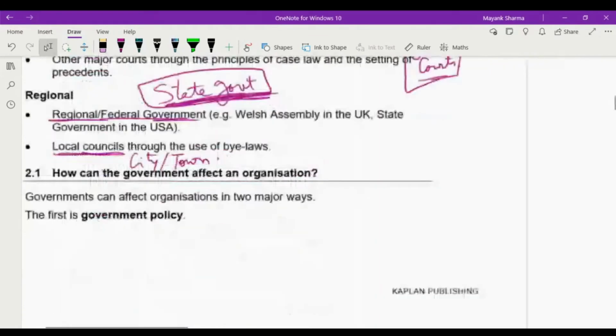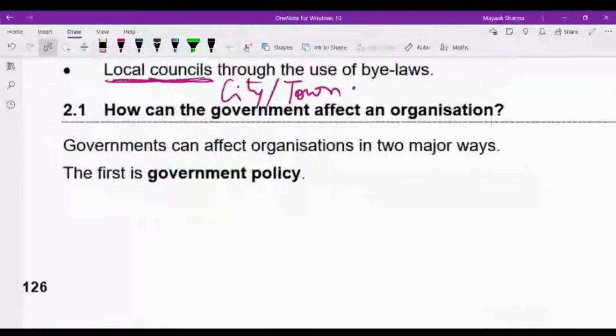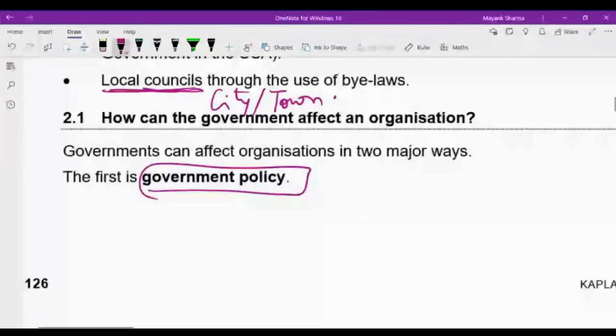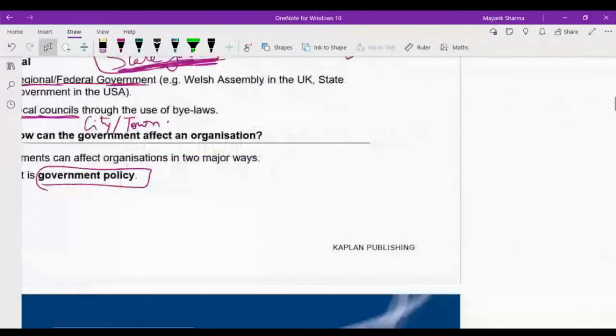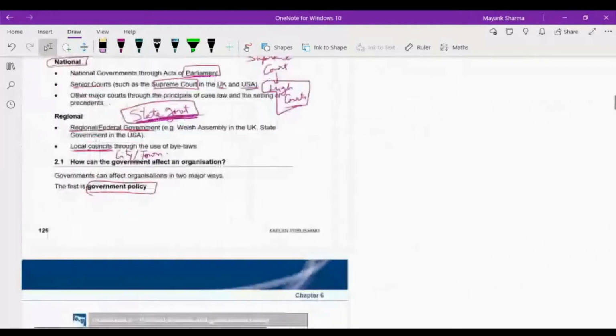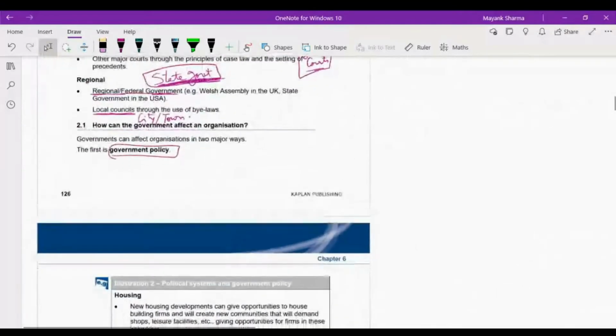Moving forward, how can the government affect an organization? It depends on government policies. As I told you, Parliament makes the law, but Parliament cannot decide every small thing every time. So Parliament gives power to the government. It is known as delegated legislation. Parliament gives power to the government to execute the law. So government can have different policies depending on the different laws formed by Parliament. Government's policies will impact the business for sure.